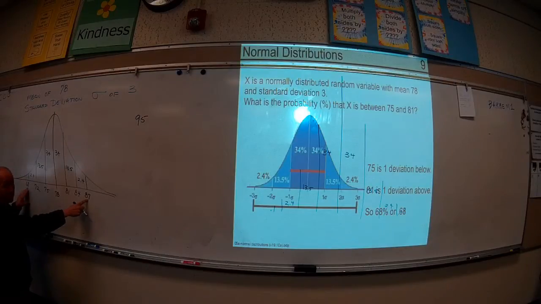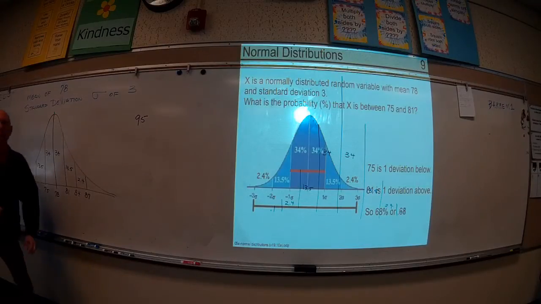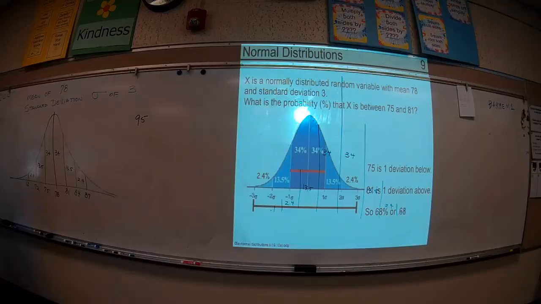Now, what percent lives between 69 and 87 according to the top graph? 99.7. Look at the top graph. 99.7. According to the bottom graph, what percent lived there? 99.8.